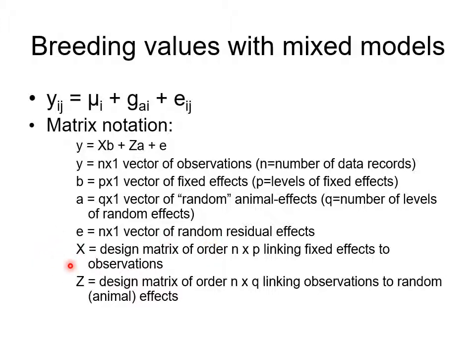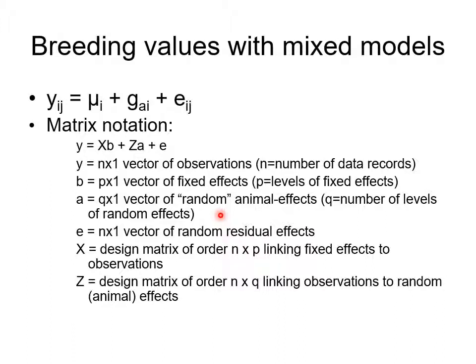So X, the matrix X, is a design matrix of the order n by p, linking fixed effects to observations. So each of these animals with a recording needs to be linked to a specific fixed effect, a contemporary group, for example, or a sex. If it's 2 sexes, you will have 2 fixed effects. If it's 5 herds, each with 2 sexes, it will be 5 herds, each with two levels for sex.